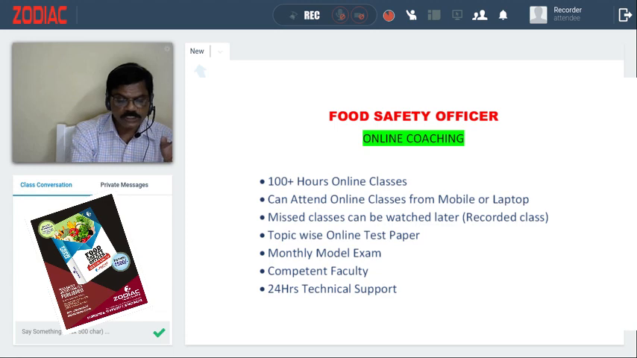Who needs an FSSAI license? Simple. Any business involved in the manufacture, storage, distribution, sale and import of food for human consumption will require an FSSAI license. If you are starting a restaurant, then you need to have an FSSAI license.